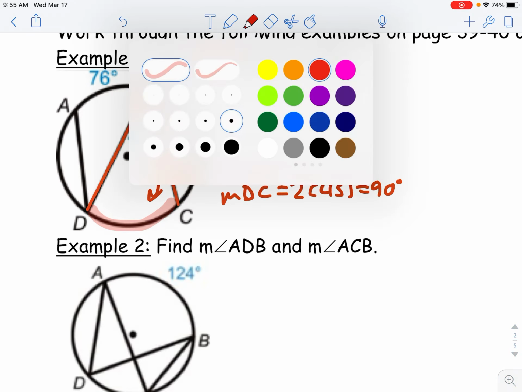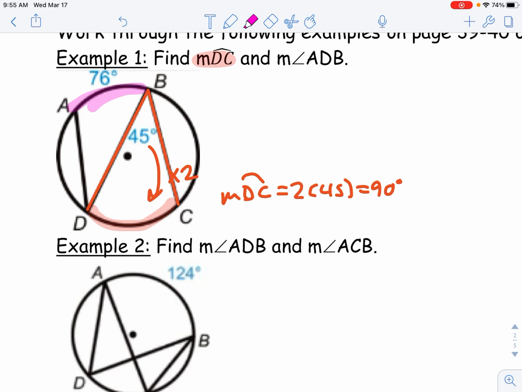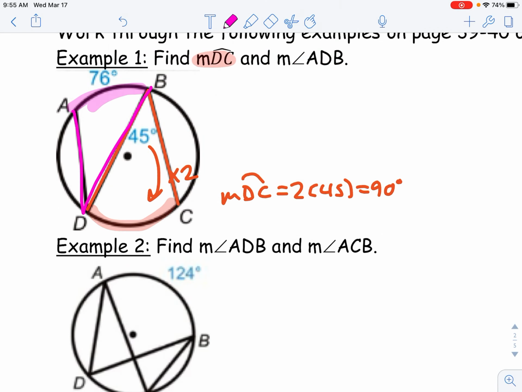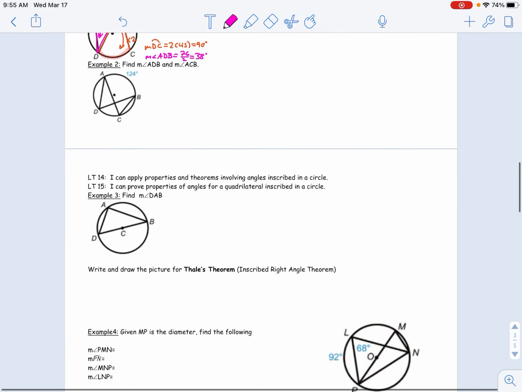And then in this next one right here, we got the arc. We need the angle. Well, in this case, I'm just going to go the reverse. I'm going to divide by 2. So the measure of angle ADB is equal to 76 divided by 2, or 38 degrees.